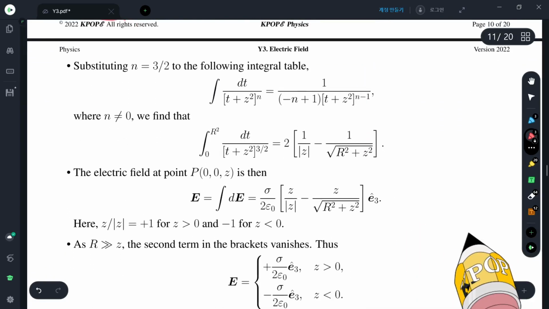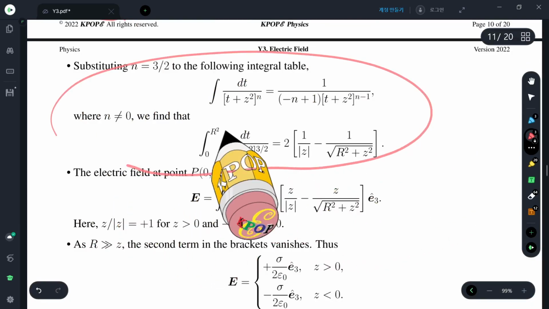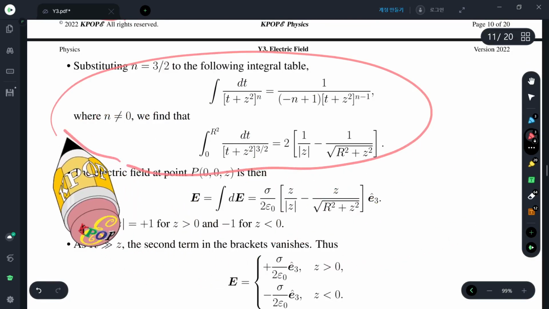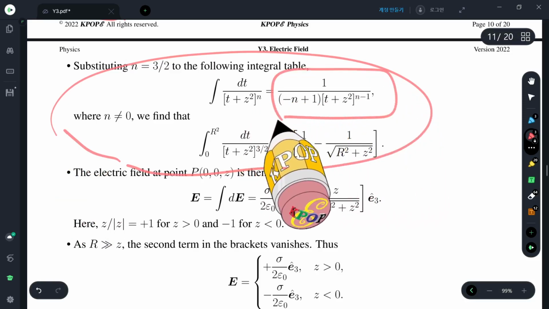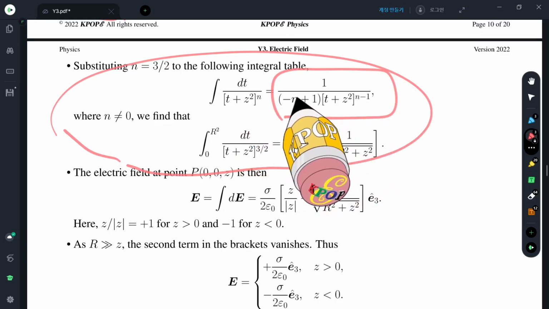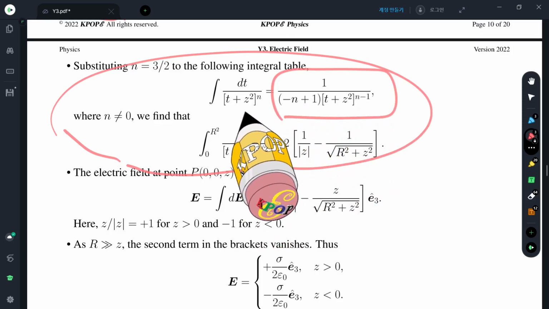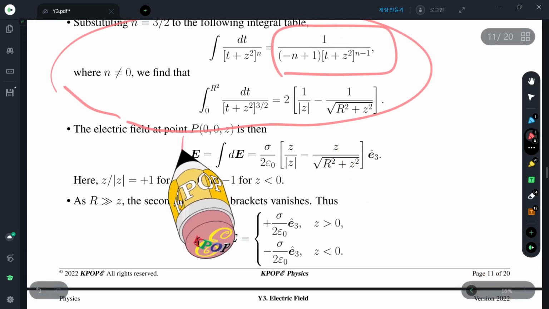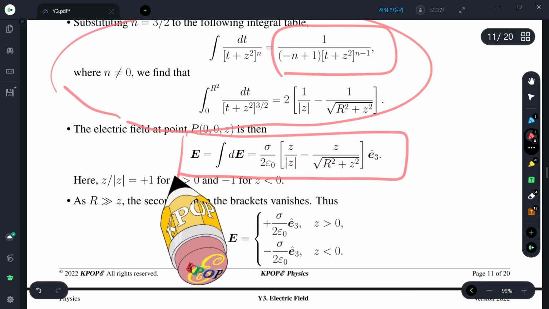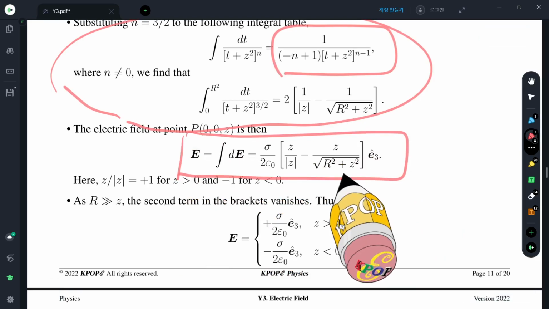And we can make use of this integral table. If you do not understand the integral table, a simple way is to take the derivative of the right hand side, and see whether you can reproduce the integrand. Using this integral table, we find that the electric field generated by a uniform charged disk is like that.